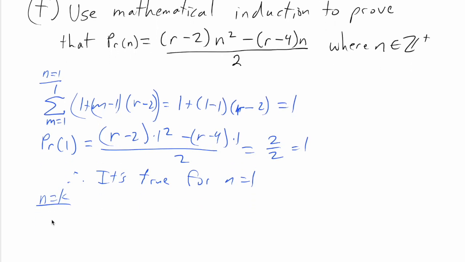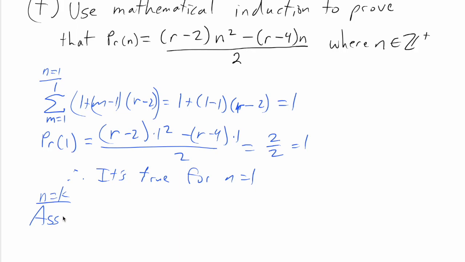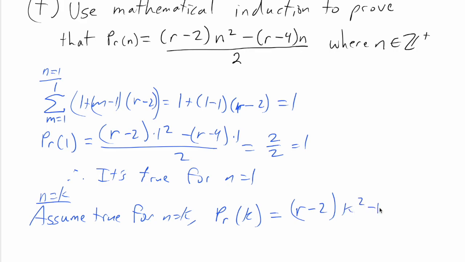Next, we'll assume true for n equals k, that is P(k) equals r minus 2 k squared minus r minus 4k over 2 for some k in Z plus. We're just using this thing with a k instead of an n.